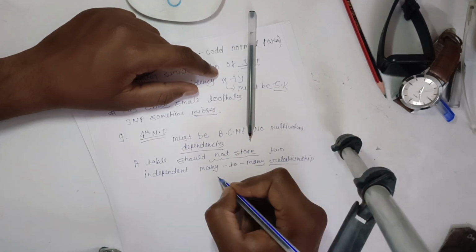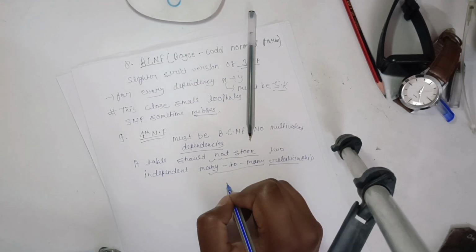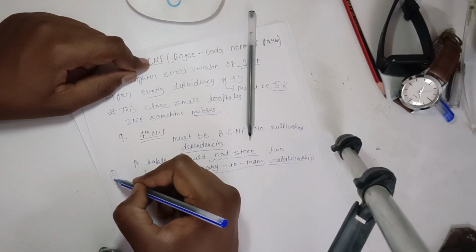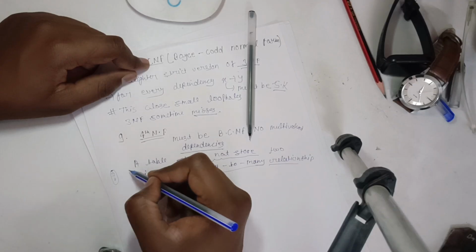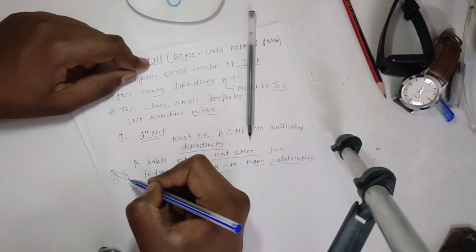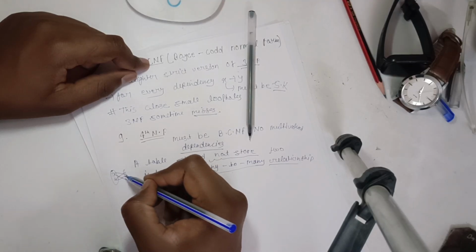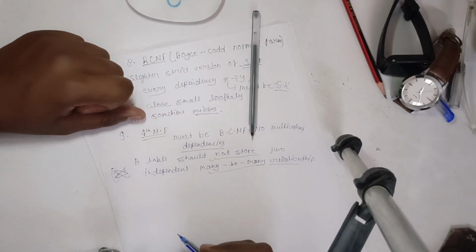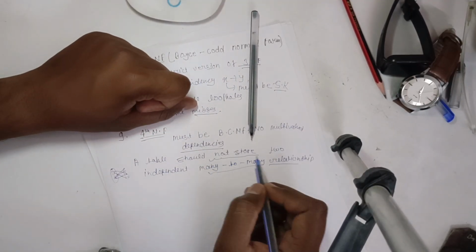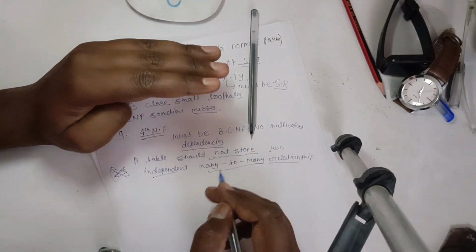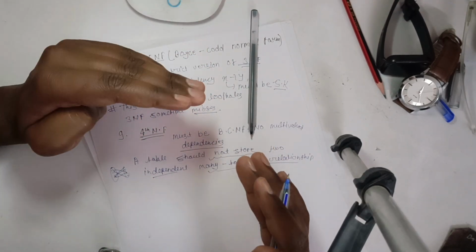You have done this in class 12. Suppose we are given a function like this: a, b, c, d, and 1, 2, 3. So a belongs to 1, a also belongs to 3, d belongs to 1, d also belongs to 2. So this is a many-to-many relationship. A table should not store two independent many-to-many relationships, because obviously it will create redundancy.